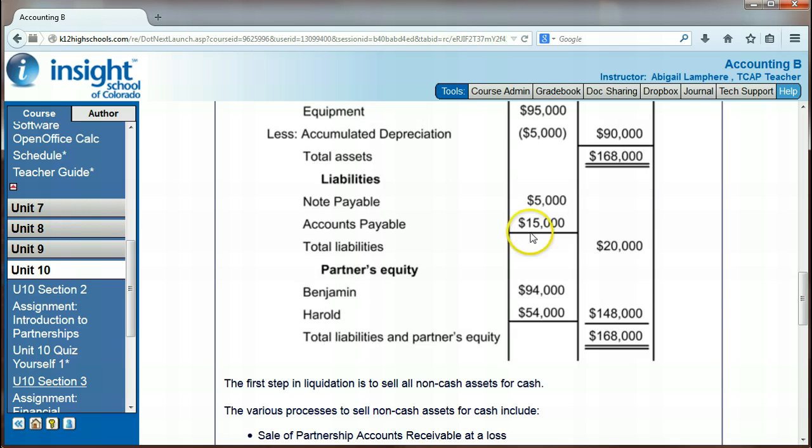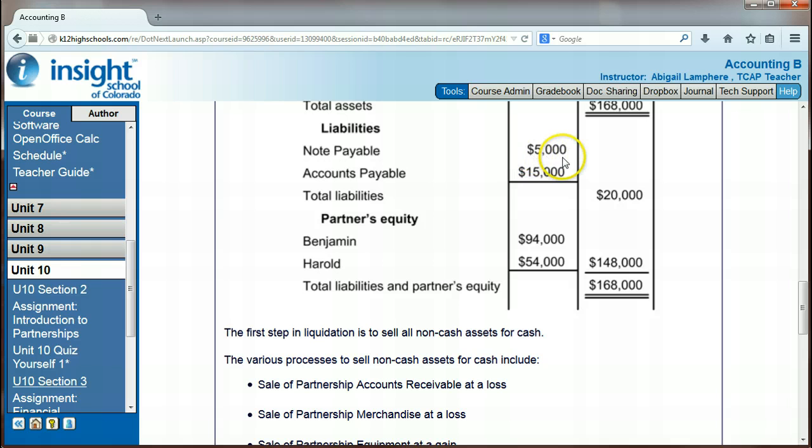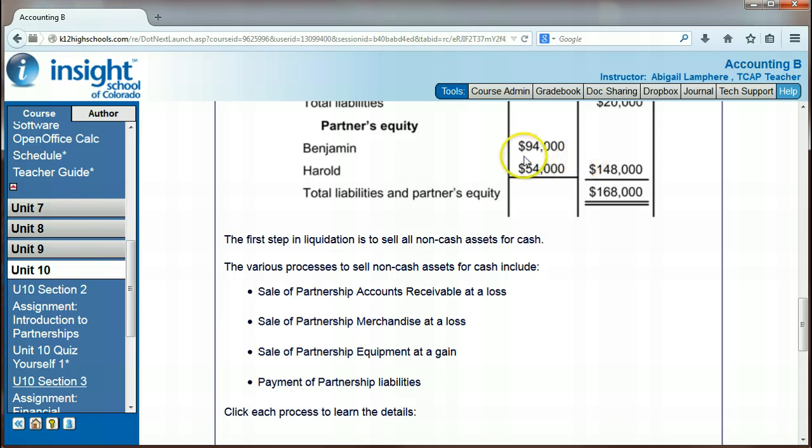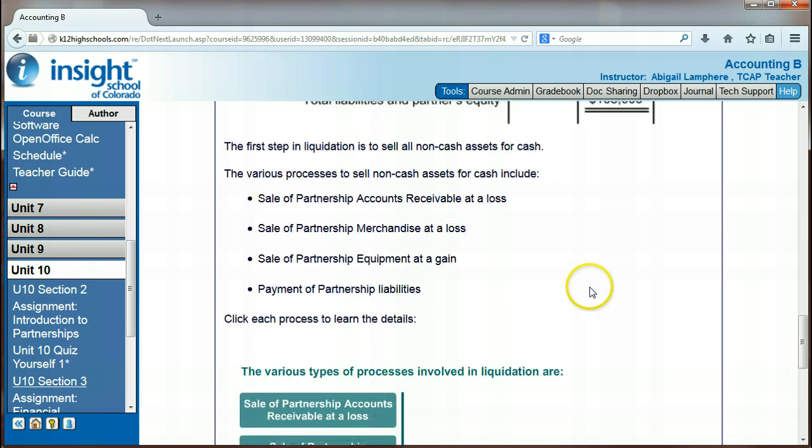Their liabilities, it looks like they have $5,000 that they owe in notes payable and $15,000 in accounts payable, which totals about $20,000 in liability. And then here's how the current balance of their equity accounts looks. Ben has $94,000 in his equity account. Harold has about $54,000, which totals $148,000, which gives our total liabilities and partners' equity of $168,000. So that's what our company looks like at the moment.